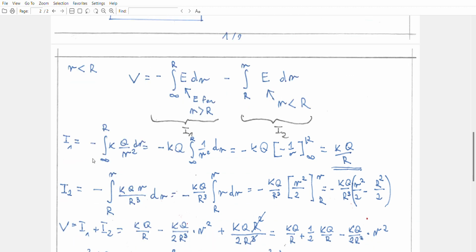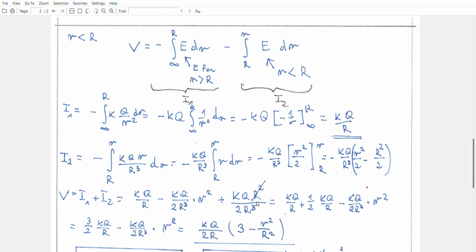Its dependency on r is linear, and by integrating a very simple integral, you will have r squared by 2. And you have to substitute the upper limit r and the lower limit R, the radius, and you end up with such an equation. And in total, the answer for V as a function of r inside the marble, inside the sphere, you have to sum these two parts.